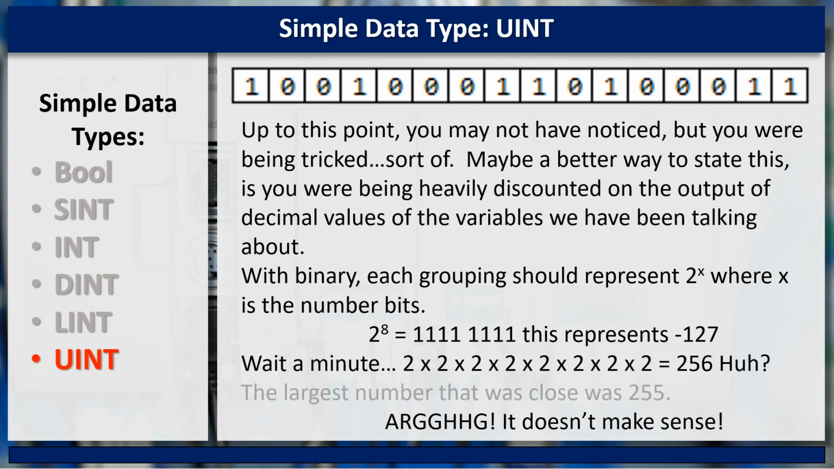Whoa, wait a minute, that's not right. 2 times 2 times 2 times 2 times 2 times 2 times 2 times 2 equals 256. What? Wait a minute. The largest number that we had that was close was 255. Oh! This doesn't make sense.